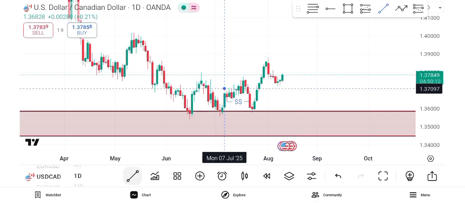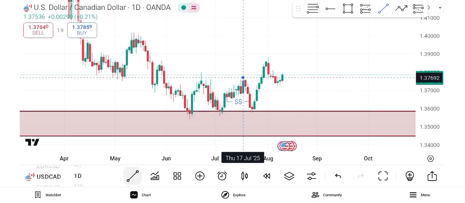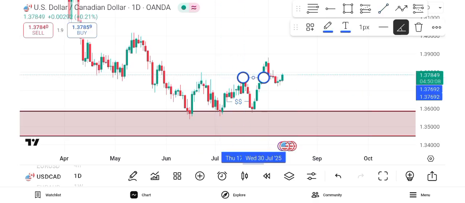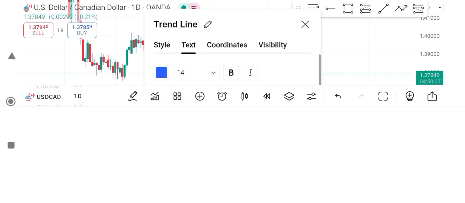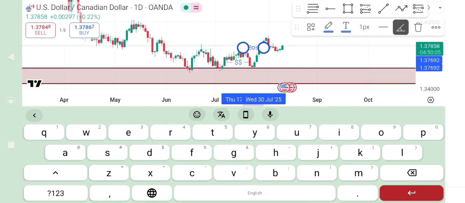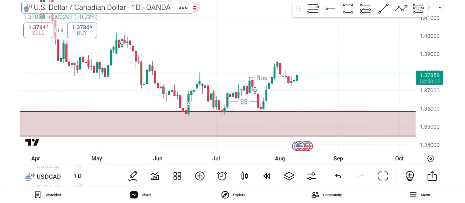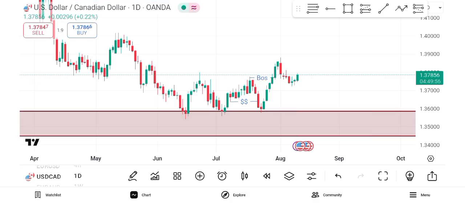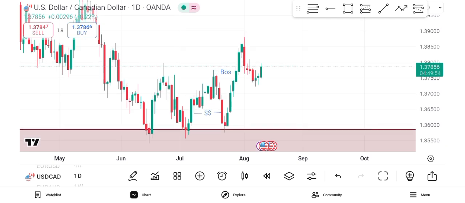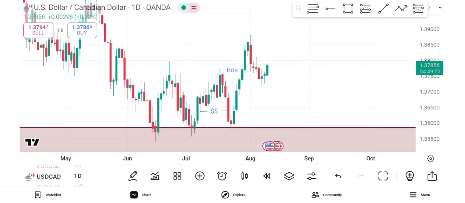I'm coming, guys. Our break of structure. This is our break of structure, and that break of structure is the transactional liquidity, guys. Don't forget. So what we did on the weekly time frame, we have to repeat it here.